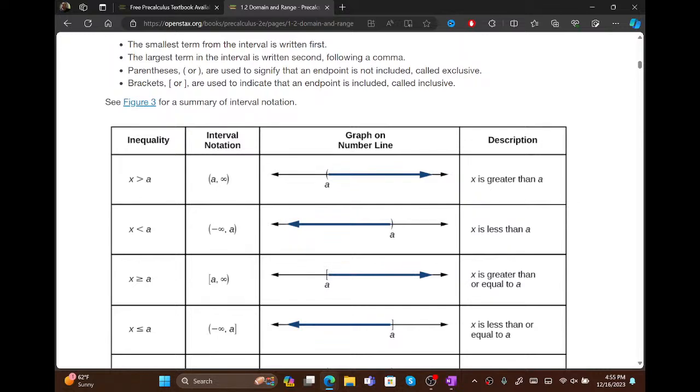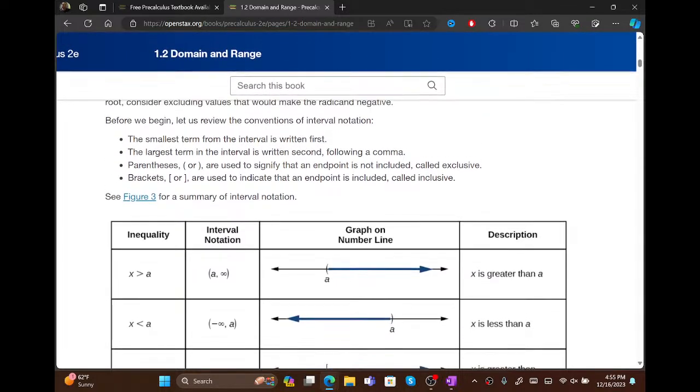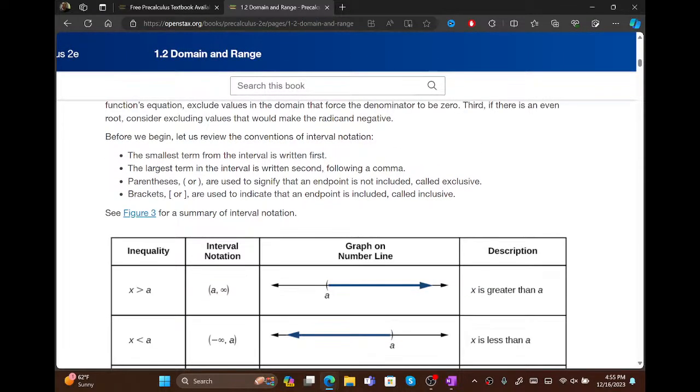Now it says the smallest term from the interval is written first. The largest term in the interval is written second, following a comma.